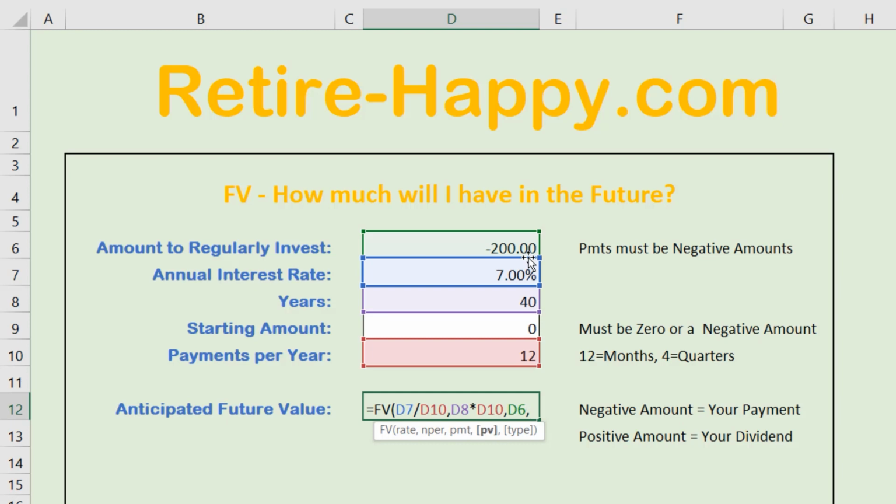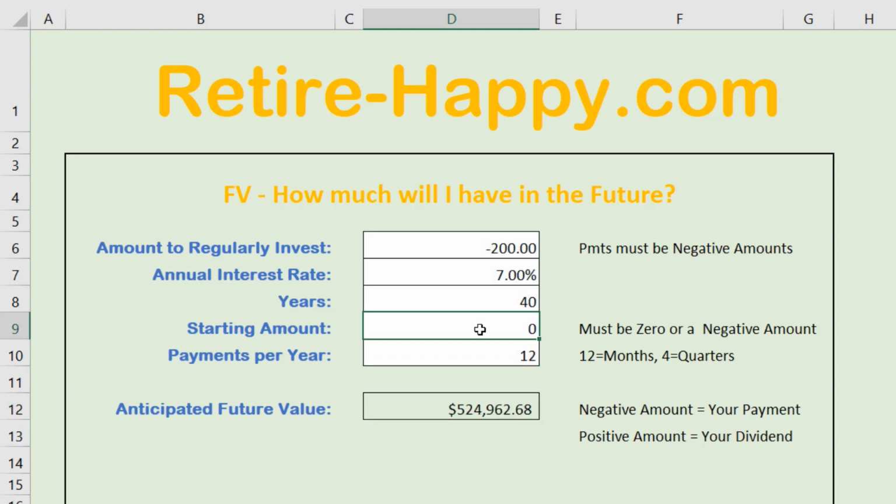So if I hit a comma, this PV is the amount that is in the account when you start it. And if the account is 0 when you start it, you can just leave this off. It's optional, you can see, because of the brackets around the parameter that it wants. But if you want to include it, I'll go ahead and click on the starting amount. That would have to be negative, just like a payment. And now I can close my parenthesis and hit enter.